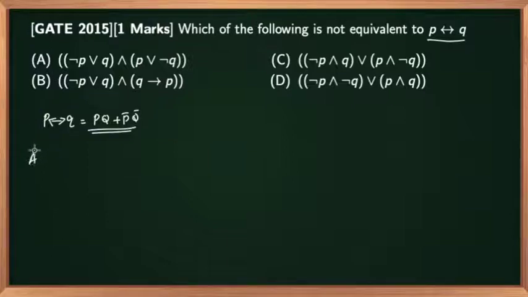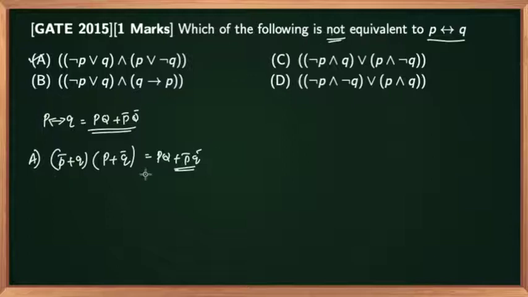Now we have choice A, that is (p bar plus q) into (p plus q bar), right? So that is equal to pq plus p bar q bar. So A is correct. The question is which is not equivalent, right? Now let's see B. B is again (p bar plus q) into (p plus q bar). These are the same thing, so B is also true.